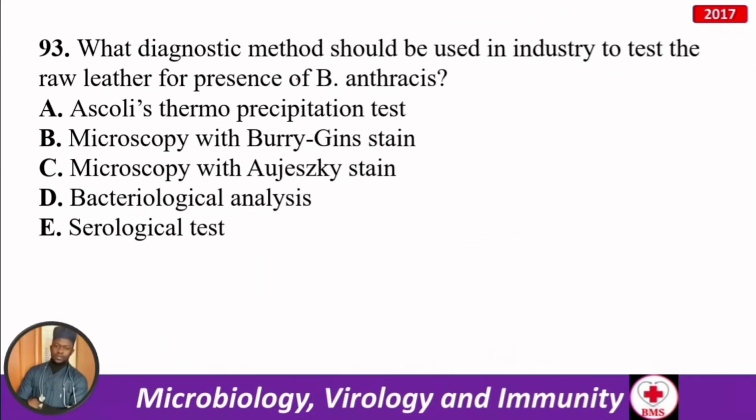What diagnostic method should be used in industry to test the raw leather for presence of Bacillus anthracis? Bacillus anthracis, I told you, leather or meats in marketplaces, we use the precipitation test. It's called Ascoli's thermoprecipitation test, which is the correct answer, but in most cases, they just say precipitation test. That's the answer.